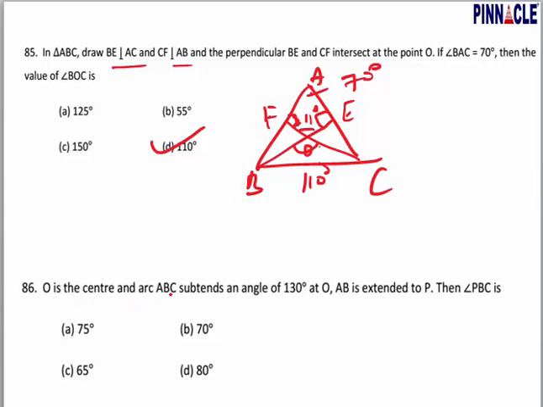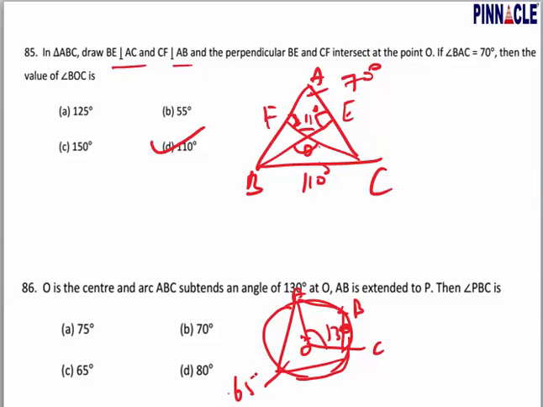O is the center and ABC is an arc. Now this is the diagram. The arc ABC subtends an angle of 130 degrees at O. If this is 130, then this angle would be 65, because it is half at the circumference as compared to the center. Now if this is 65, the opposite angles of a cyclic quadrilateral sum to 180, so 180 minus 65 is 115.